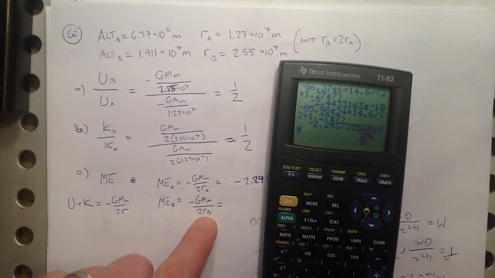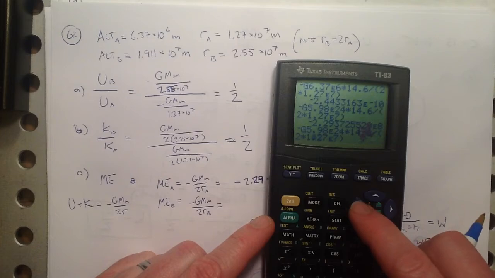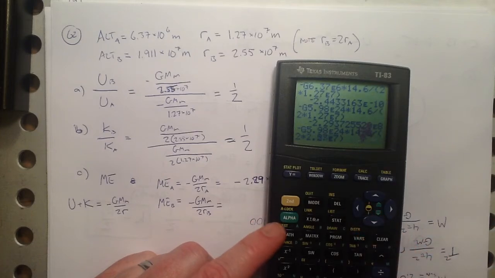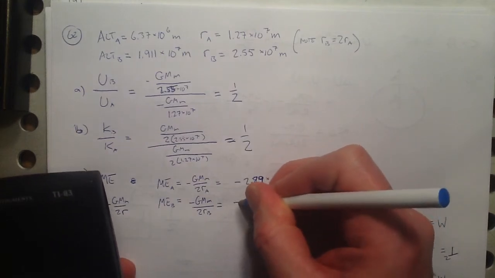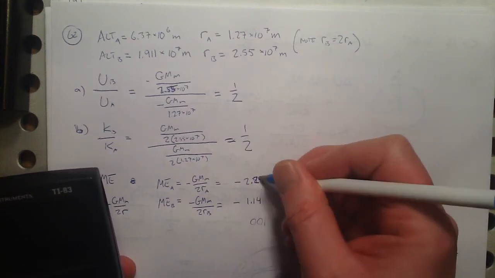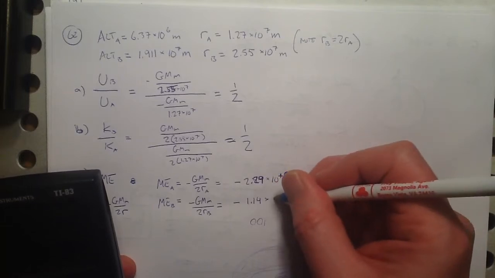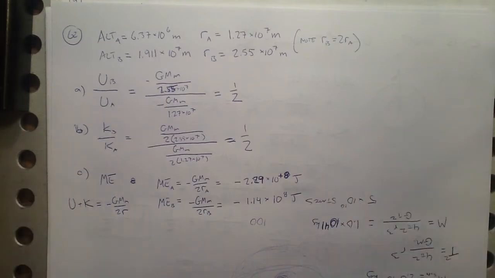And this time I just have to fill in the radius of B, so I'm going to go back and pick that same thing up and change that to 2.55. That gives me here negative 1.14, not surprisingly. See the 2 to 1 ratio there? Times 10 to the 8th joules.